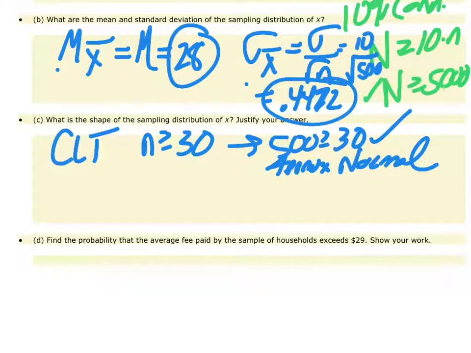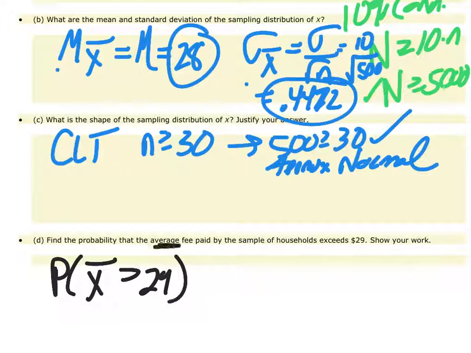Now they're going to roll back around and ask us that same question in part A, but in part D it's different. Find the probability that the average fee paid by the sample of households, not a single one, exceeds $29. So what they're asking here is a little bit different than in question 1. In question 1, they want to know the probability that x was greater than 29. Here I want to know the probability that x bar is greater than 29. I want the average fee. Can we do that? Absolutely.